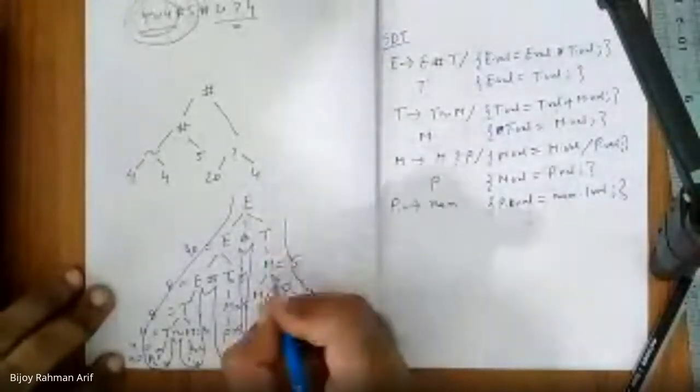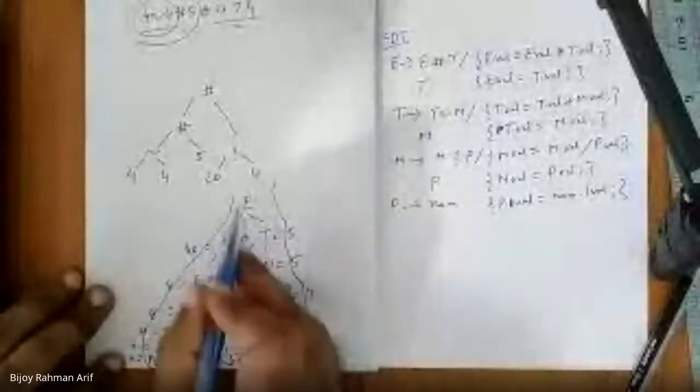Now this M reduced to T. What is the action? T val equal to M val. So T becomes 5. Finally this one is a reduction. E hash T becomes E. So what is the action? E val equal to E val star T val. So ultimate answer would be 200. Did you get the solution?